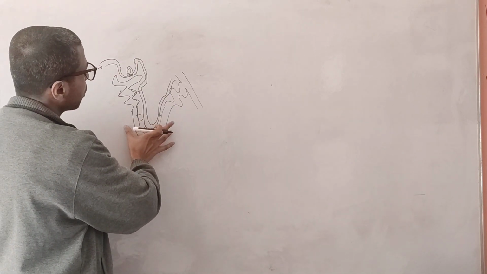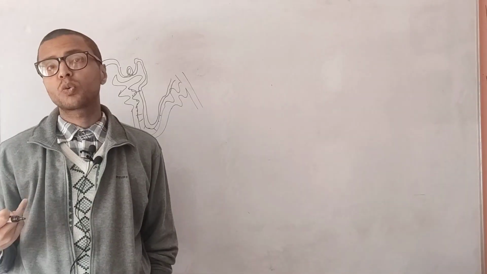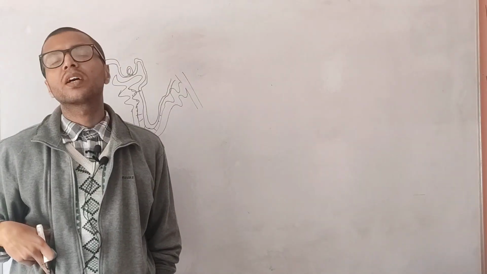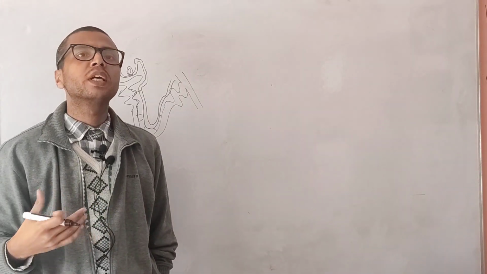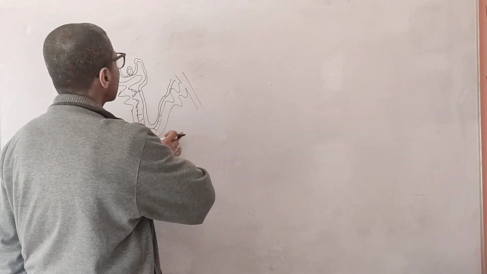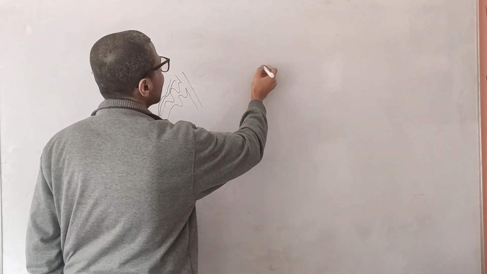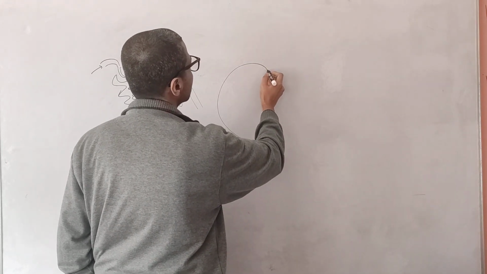So this is one nephron. And how many nephrons in total do we have? We have 1 million on one side and 1 million on the other side. So in total we have 2 million nephrons in our body, and these nephrons are compacted inside the kidney. So the kidney is a collection of nephrons.